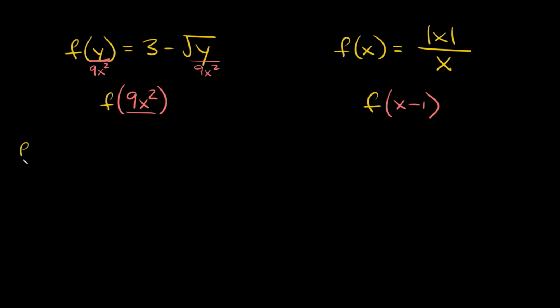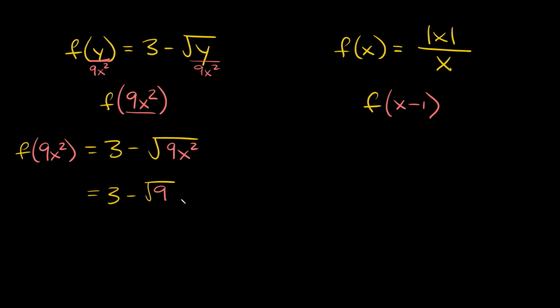So here we're going to say that f of 9x squared is equal to 3 minus the square root of y, but instead of a y, again, we're going to plug in 9x squared right there, okay? So then this is going to be equal to 3 minus, now here we can actually split up this radical between the number and the variable. So we can write it basically as the square root of 9 times the square root of x squared. Okay, so again, we're splitting up the number and we're splitting up the variable into their own radicals right here.